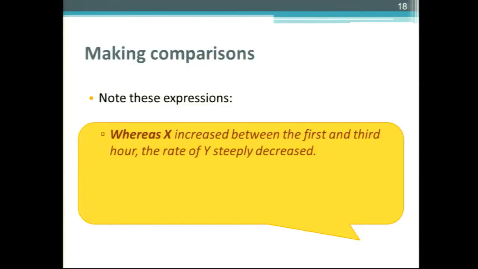Here are some expressions of comparison. You can start with a connector such as whereas. Whereas X increased between the first and third hour, the rate of Y steeply decreased. What's also nice about this sentence is that we have increased in the beginning of the sentence, and then we have decreased at the end of the sentence. And so we have those words that are in connection with each other, increase and decrease.